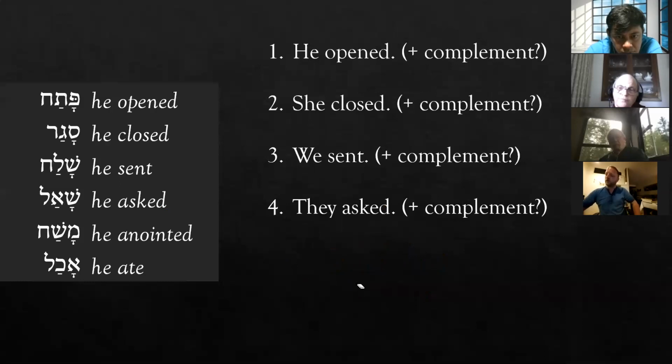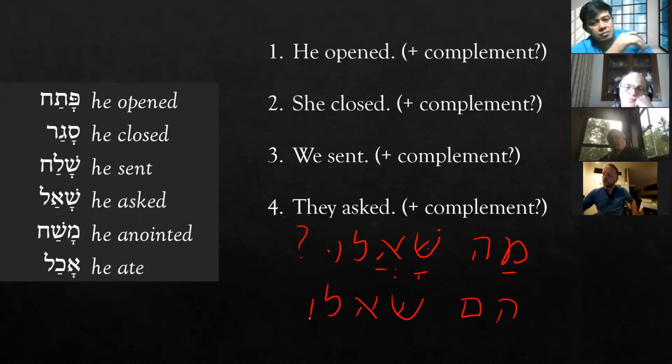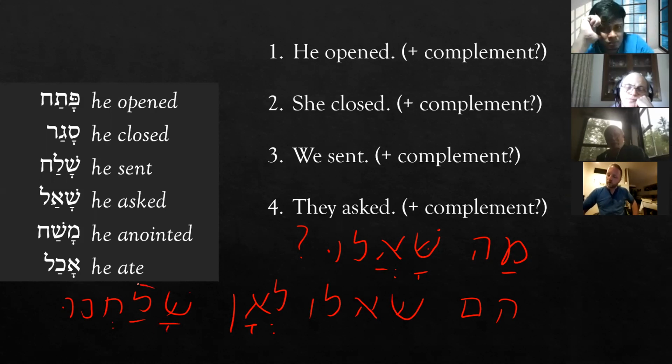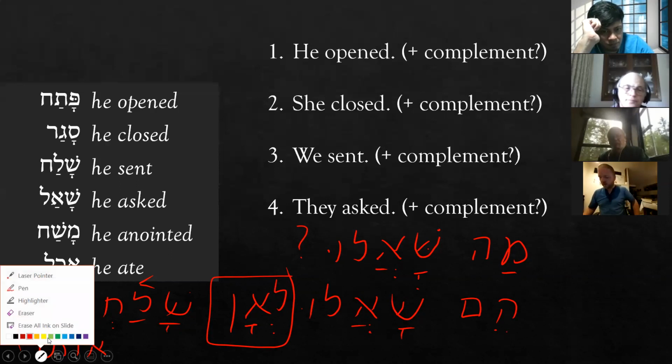Ma sha'alu. This one's a little more complicated. They say, what did they ask? Efo, or what we said before, le'an, to where. Shalachnu oto. We're not going to make all of these sentences, it's kind of complicated. Hem sha'alu, le'an shalachnu oto. They asked where we sent him. They asked where we sent him to. Okay? We'll just clear that up. We're not going to play with that one.